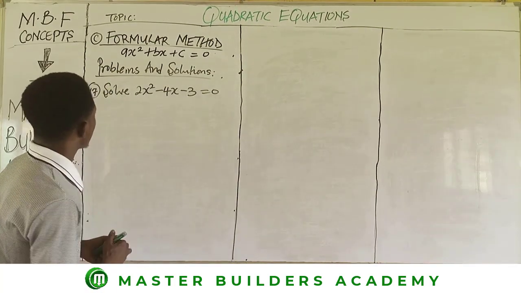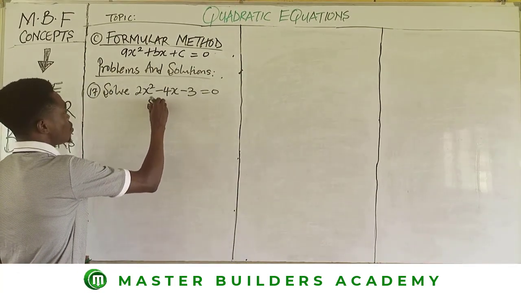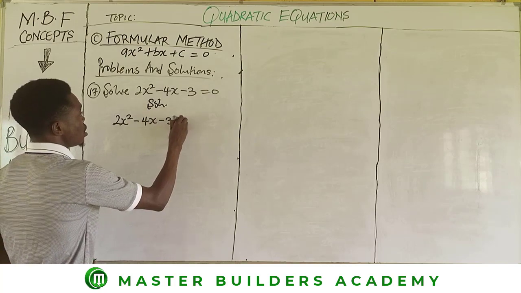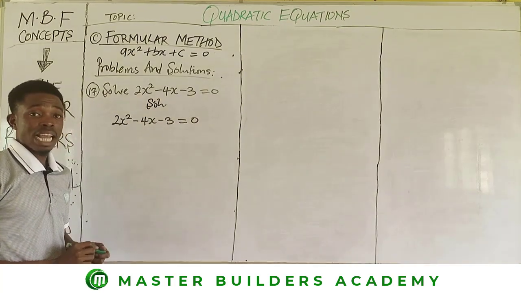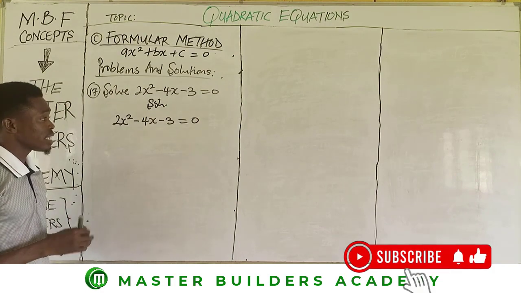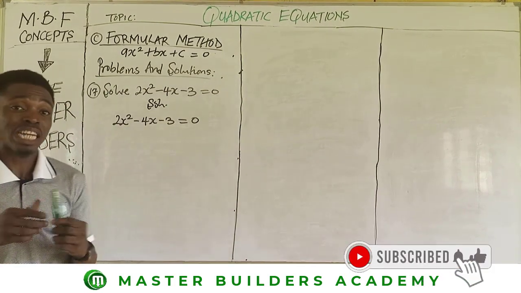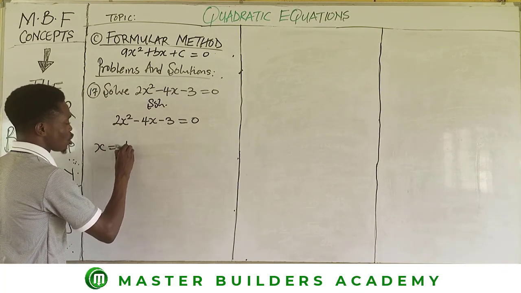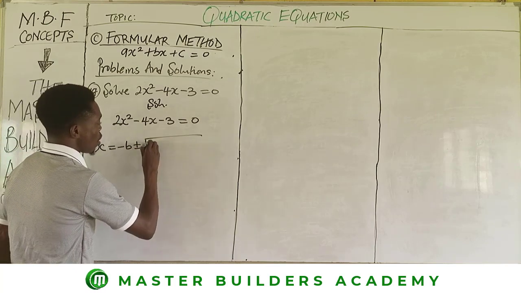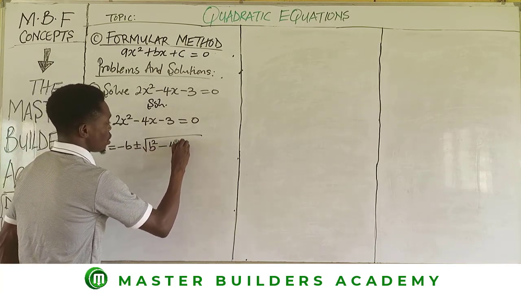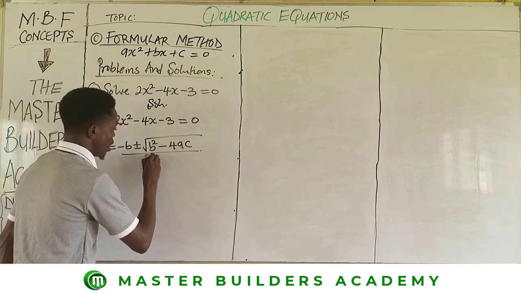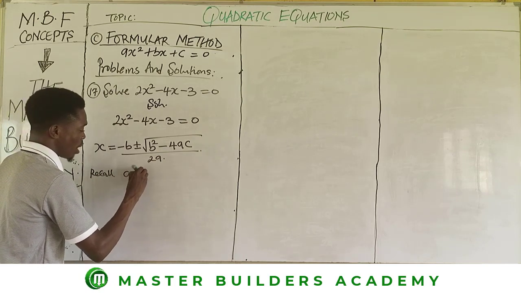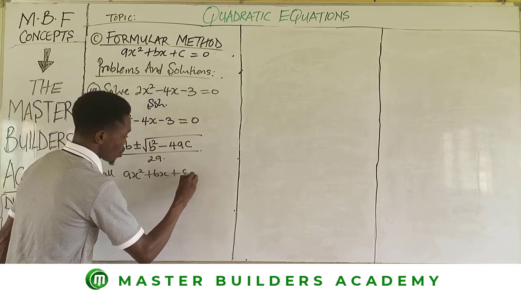Okay, now guys, on the board we have question number 17. Now we are asked to solve 2x squared minus 4x minus 3 is equal to 0. So like I said earlier, the first thing you do here is to state the almighty formula, which is the quadratic formula, right? Now we have this as, recall that x is equal to minus b plus or minus the square root of b squared minus 4ac all over 2a.